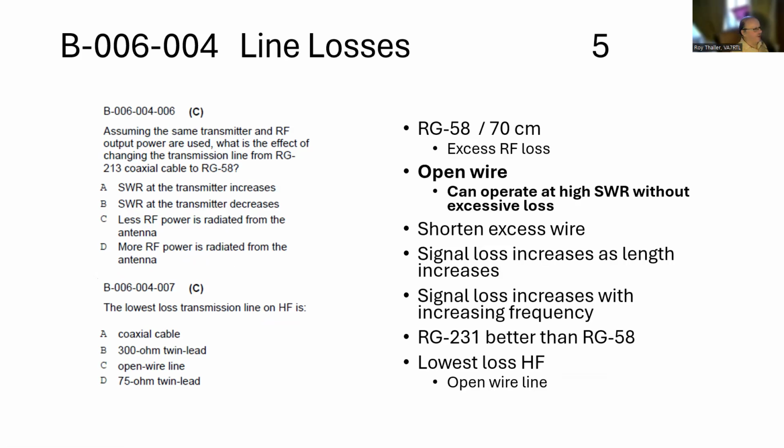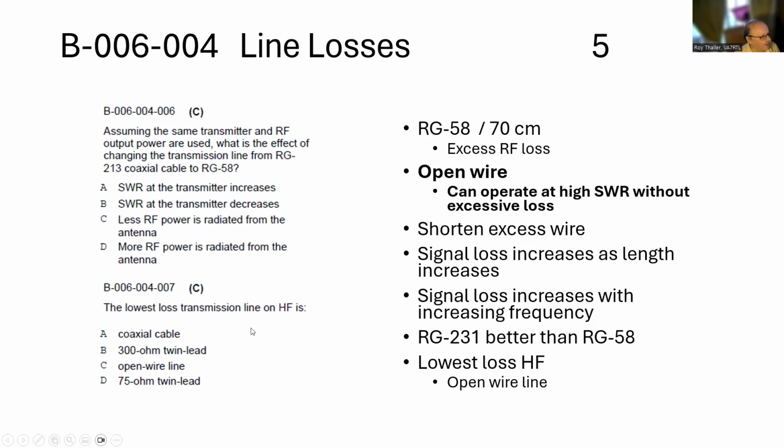Assuming the same transmitter and RF output power are used, what is the effect of changing the transmission line from RG213 coaxial cable to RG58? So in this case, RG213 is a bigger cable, and then RG58. So it's going to affect power. So the correct answer is C. Less RF power is radiated from the antenna because you're having more attenuation through the RG58 than the RG213.